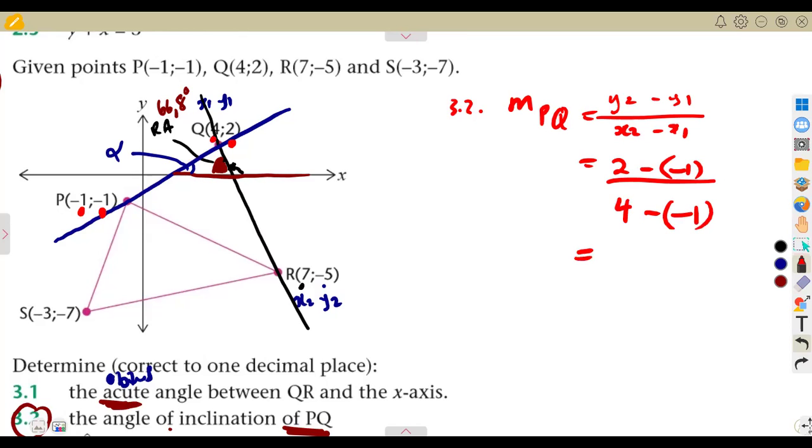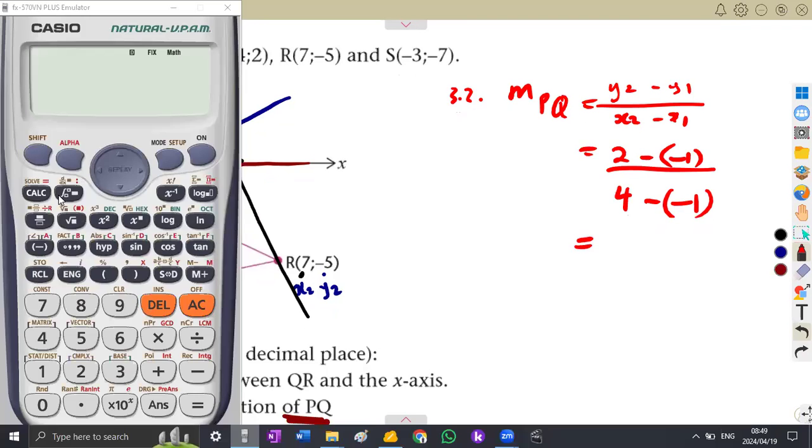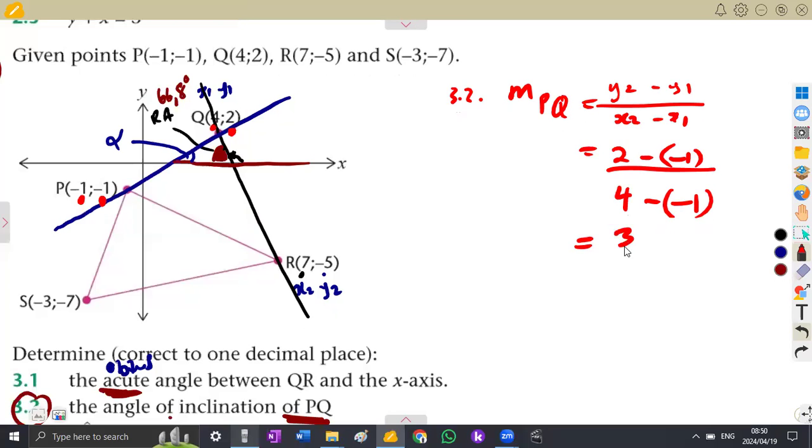All right, so this was going to give us the gradient of what? Of the line PQ. We're just going to need the normal mode. Again, that's the disadvantage of this, but it's an advantage that you just obtain your answers directly. Minus minus is a plus, don't worry about that. You can even write 2 plus, just like 4 plus 1. It's one and the same thing. So our gradient was going to be 3 over 5. So this is the gradient of PQ. As you can see, it's a positive gradient that we have.